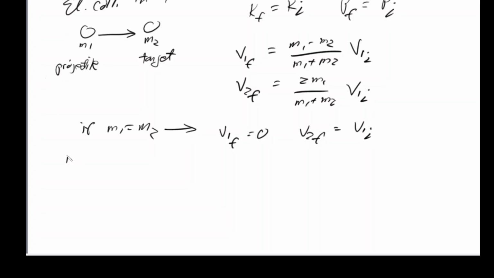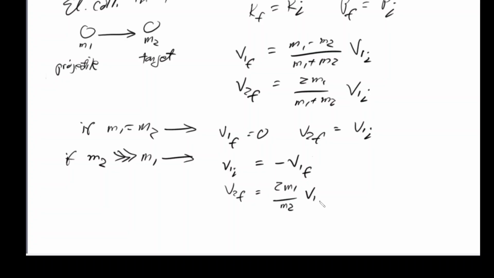Well, what if mass 2 weighs much, much more than mass 1? Then we find that whatever the initial velocity of mass 1 is, that is minus its final velocity. In other words, if mass 2 is so massive, the first mass will just bounce off it and go back in the opposite direction and barely move the second mass, whose final velocity is approximately 2 times mass 1 over mass 2 times V1's initial velocity.